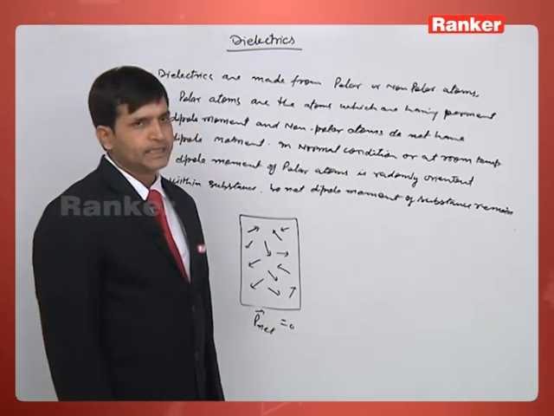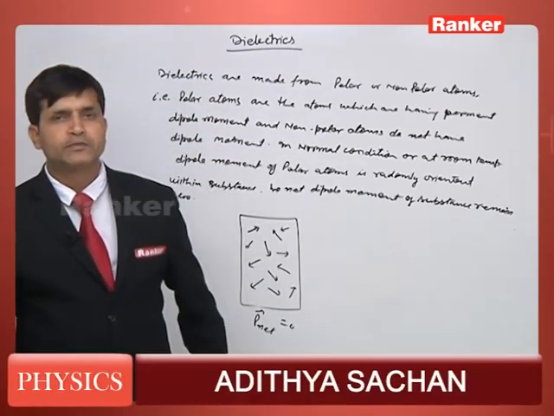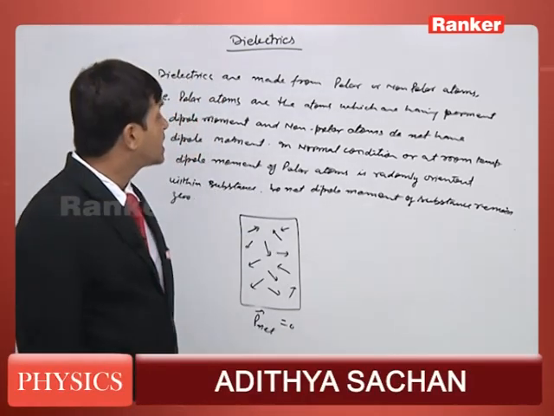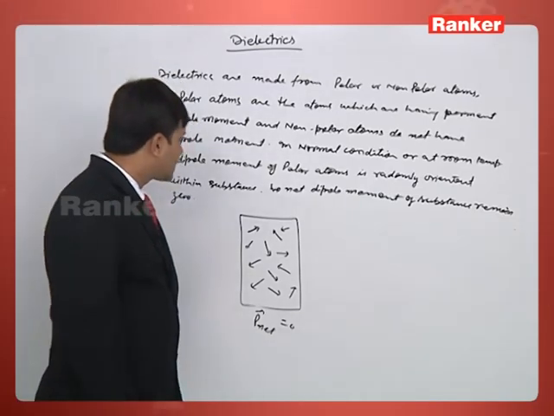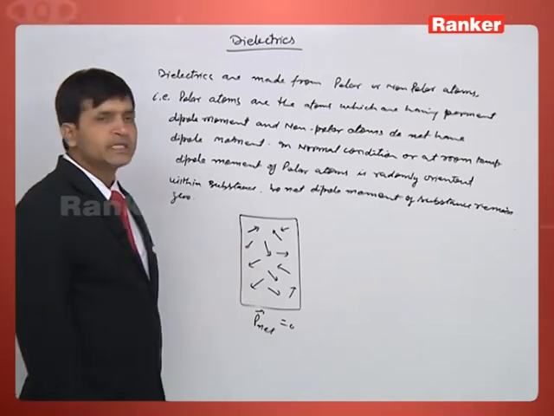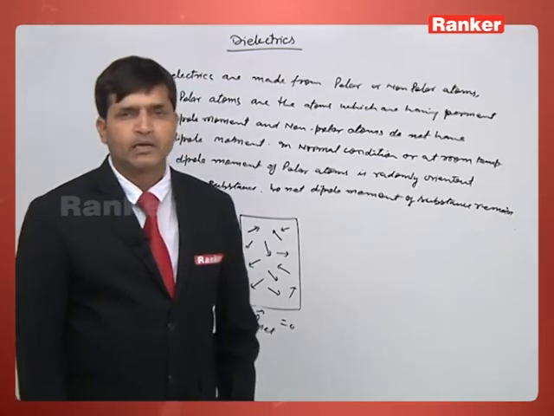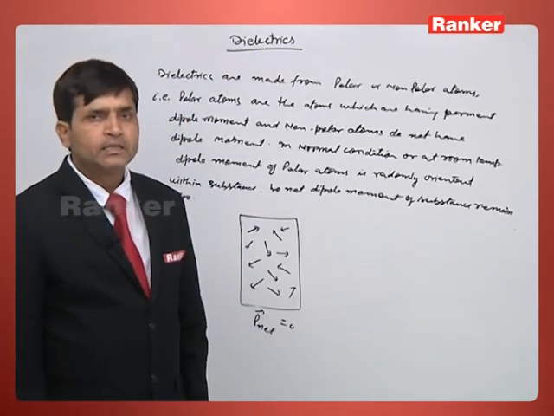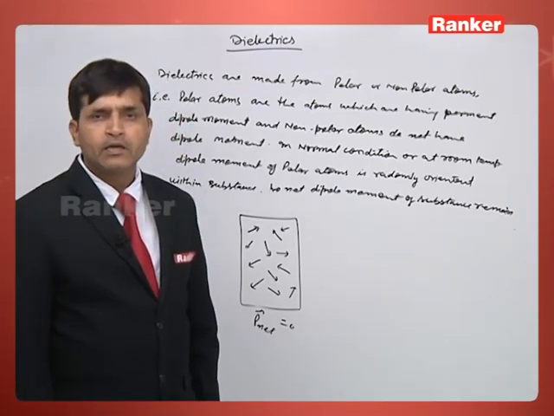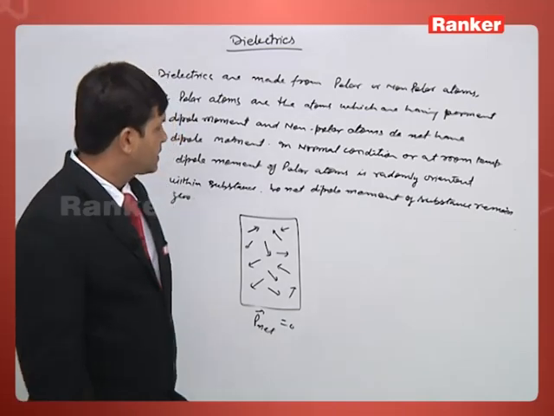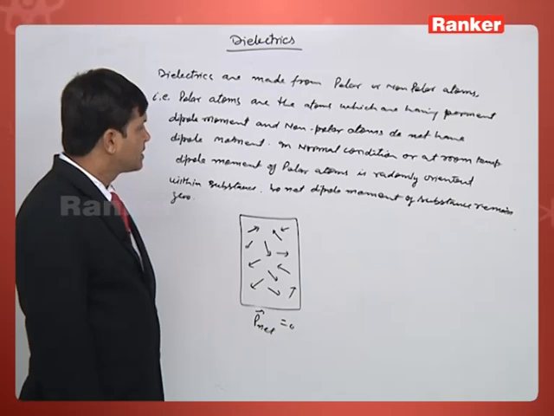It means the dipoles or atoms are not aligned in such a manner that their dipole moments are in a particular direction. But if the same type of substance is kept in an external electric field, then what happens? As we have read earlier, when a dipole is kept in an external electric field, it experiences a torque. Due to that torque, the dipole will try to align itself along the direction of the electric field. So now, when the dipole is kept in an external electric field, see what will happen.